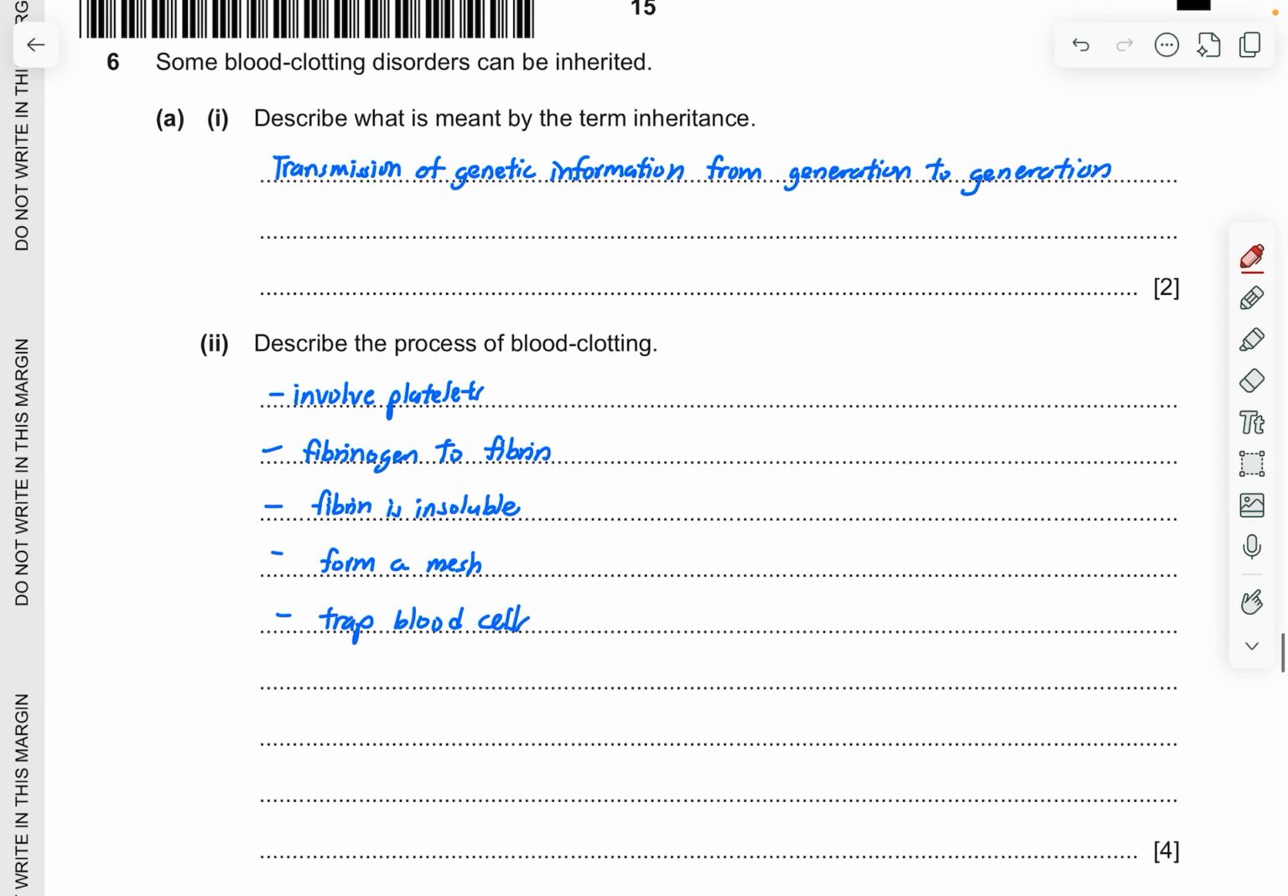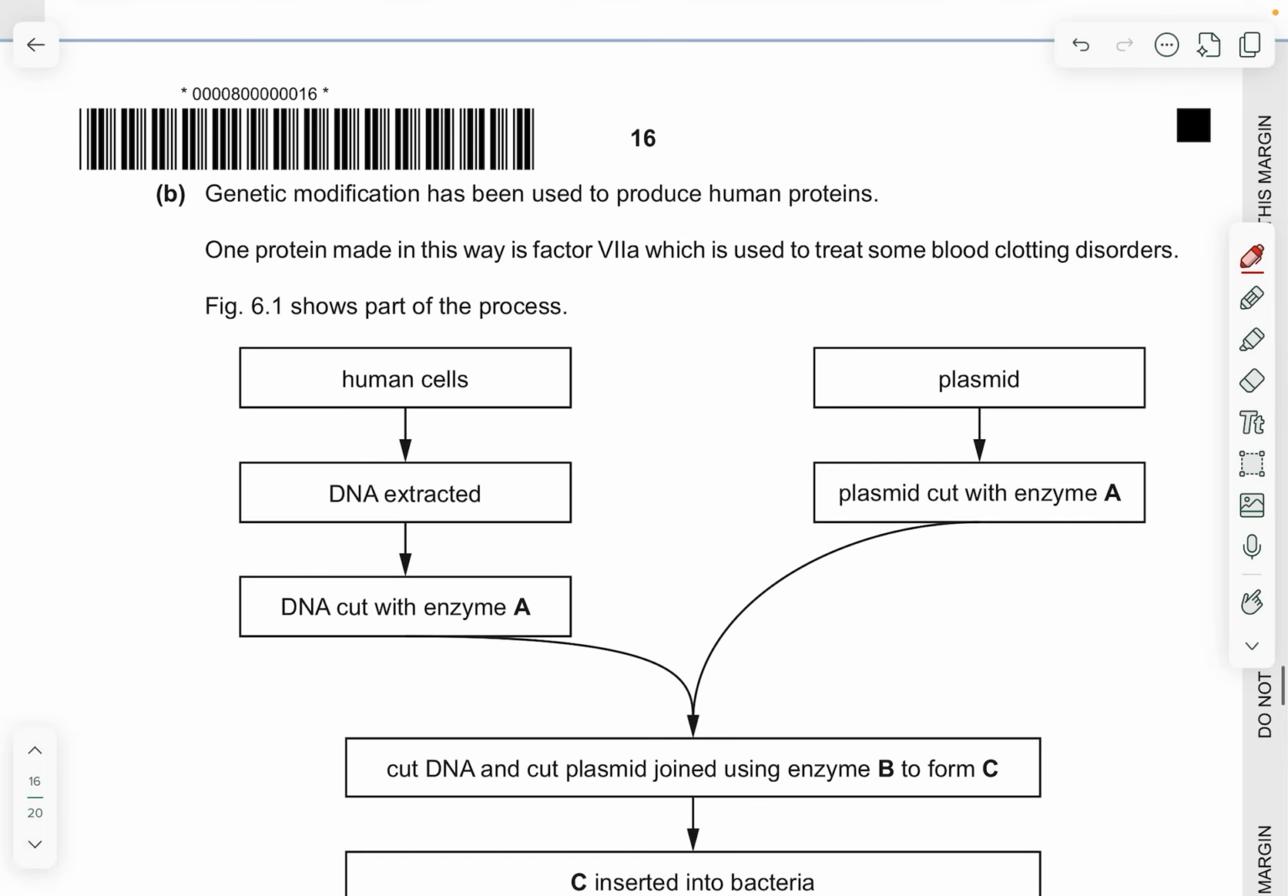Part 2. Describe the process of blood clotting. When you have a bleeding wound, what's going to happen? Platelets begin to clot, because remember, platelets are the main cell fragments that do blood clotting. And fibrinogen is converted to fibrin. Fibrin becomes insoluble, and then it forms a mesh so that it can trap the red blood cells.